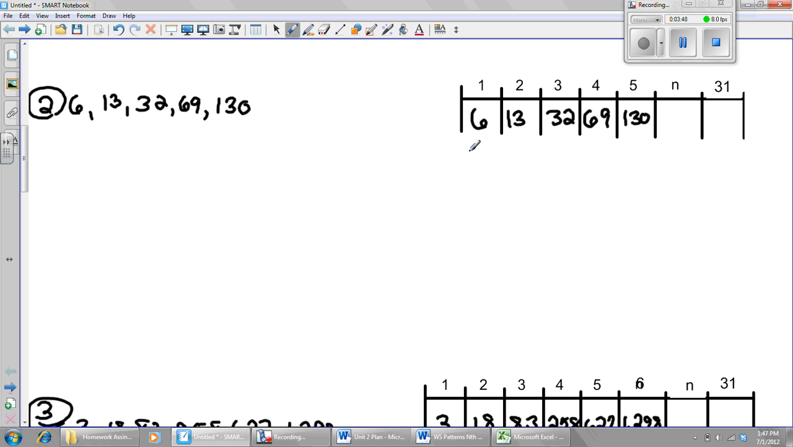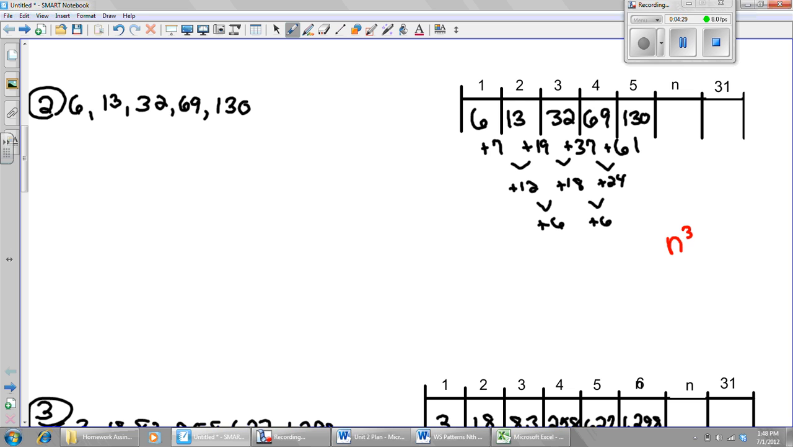I'm going to find my first difference. I got +7, +19, +37, and +61. Second difference: +12, +18, and +24. Oh, this is looking familiar. And there we go, the third difference is +6 every time. So it's some type of n³.